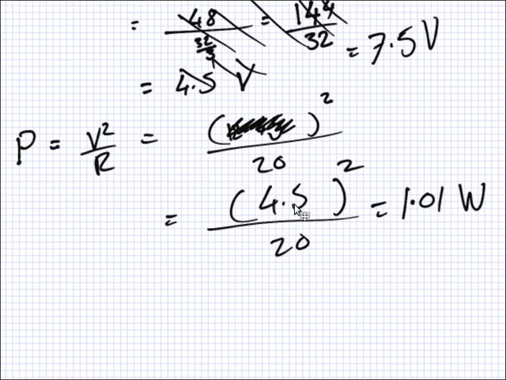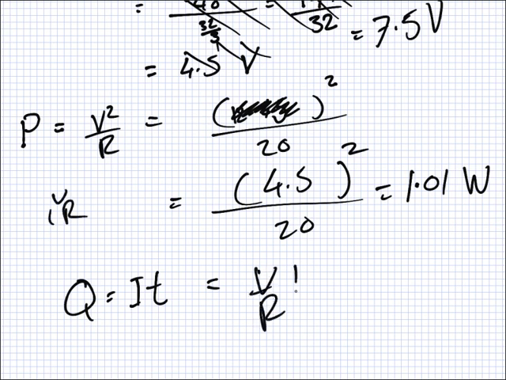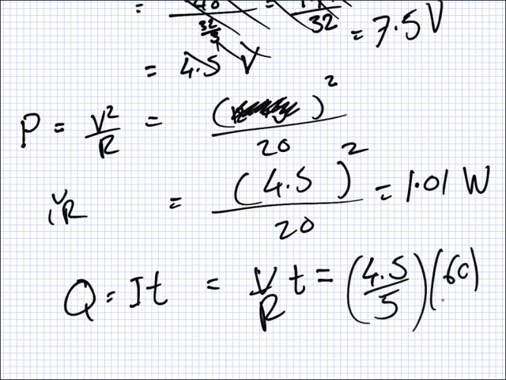Oh yeah, okay. And then lastly, what's the Q? It equals IT. Oh, rats, we need to work out the I, don't we? Or you can just say V over RT. V over R. We know the V? We do. It's 4.5, isn't it? Yeah. 4.5 over 5 times 60. Right, what's that? 54 coulombs.